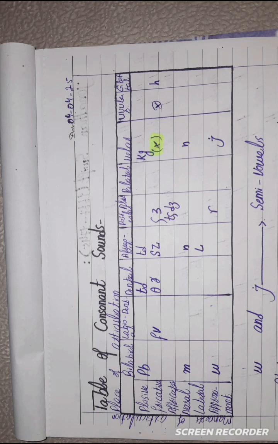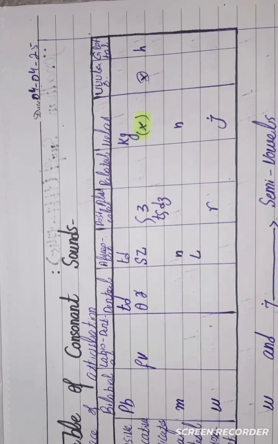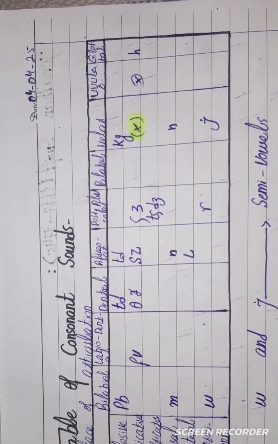Today we will discuss how to make a table of consonant sounds. The table of consonant sounds is very important, and it is the first table of sounds. It is repeated again and again for better understanding of consonant sounds. The method to make this table is very simple.